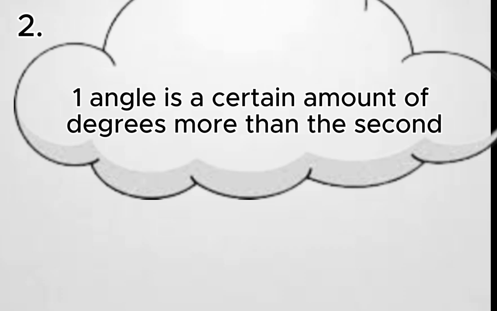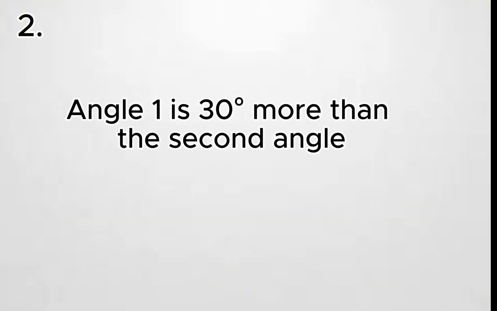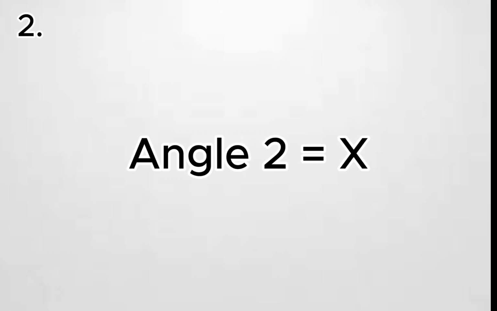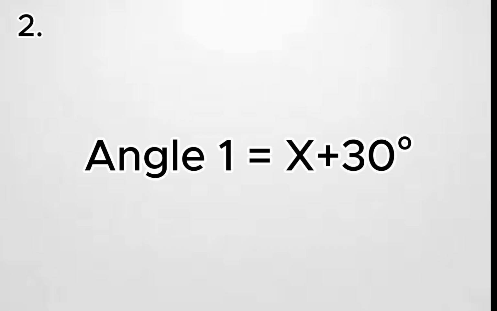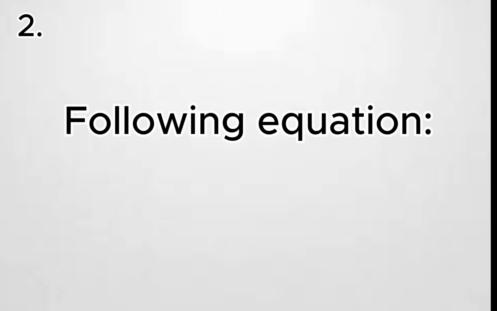Our second type of question is when we know that one angle is a certain amount of degrees more than the second. In our example, we're given that one angle is 30 degrees more than the second. So now we solve. Let's represent angle 2 as x, the unknown, we don't know its degrees, and angle 1 as x plus 30, as angle 1 is the same as angle 2, but only 30 degrees more. So now we get the following equation.